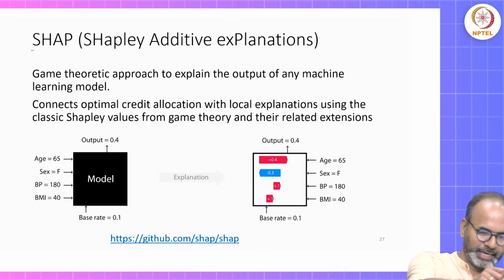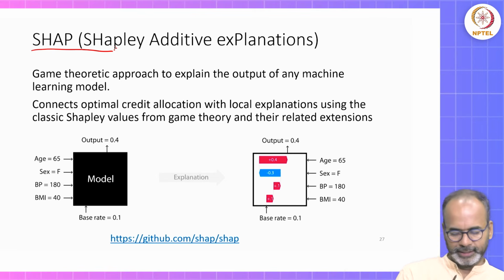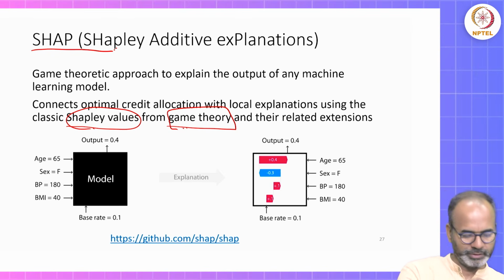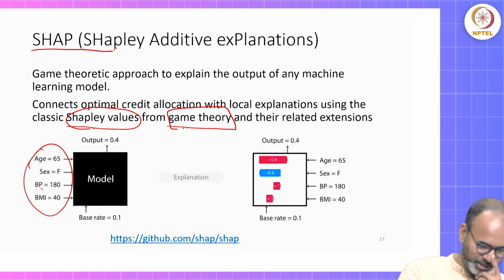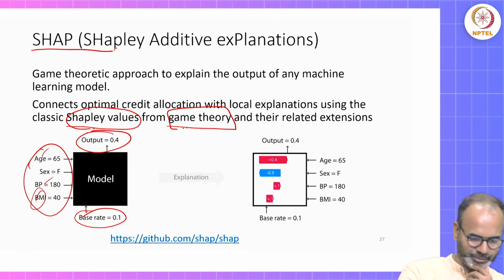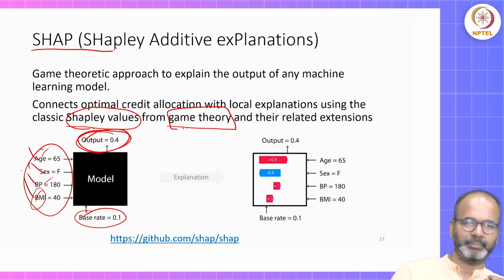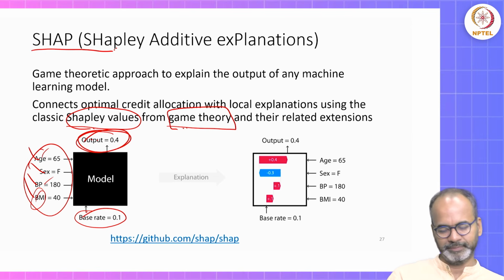So I said LIME and SHAP before. Let's see what SHAP is. The SHAP idea is that it's built on this idea called Shapley values, and it's a game theoretic approach, right? So the idea is that when we have all the features, I said BMI before, age, blood pressure, whatever, and some base rate is given, and some output values the model is providing, I need an explanation for each and every feature. That's what SHAP does, right?